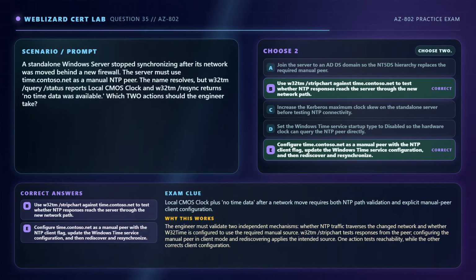The engineer must validate two independent mechanisms: whether NTP traffic traverses the changed network, and whether W32time is configured to use the required manual source. W32TM /stripchart tests responses from the peer, while configuring the manual peer in client mode and rediscovering applies the intended source. One action tests reachability, while the other corrects client configuration. Local CMOS clock plus no time data after a network move requires both NTP path validation and explicit manual peer client configuration.